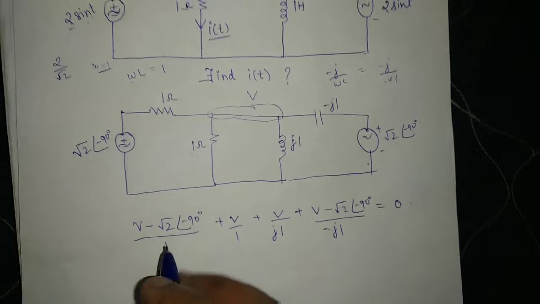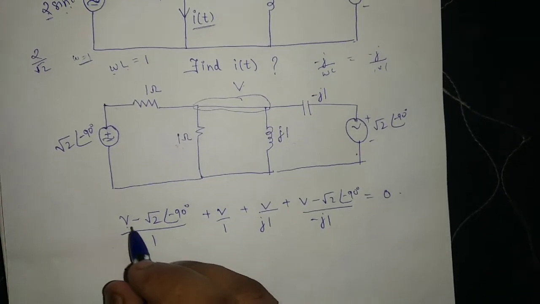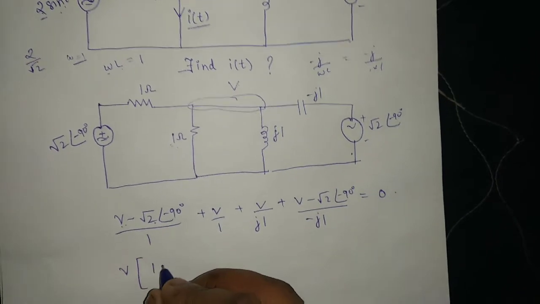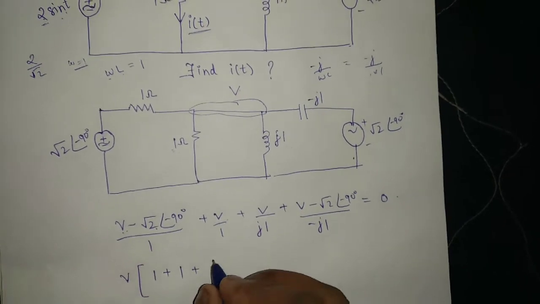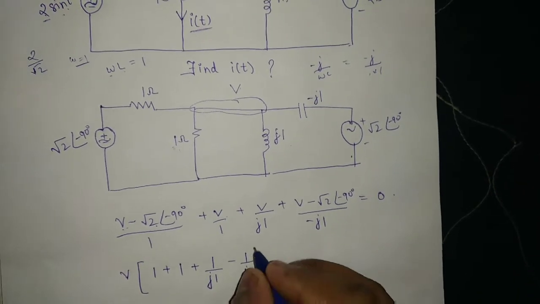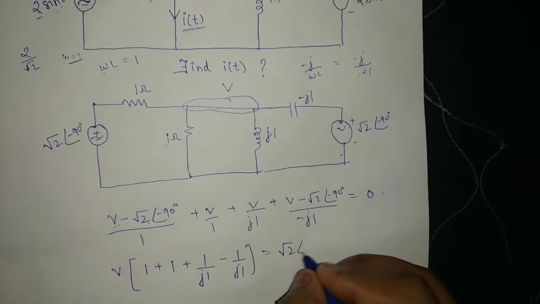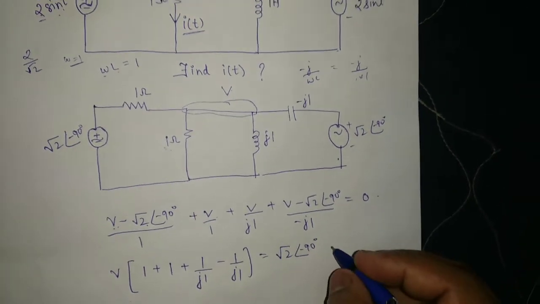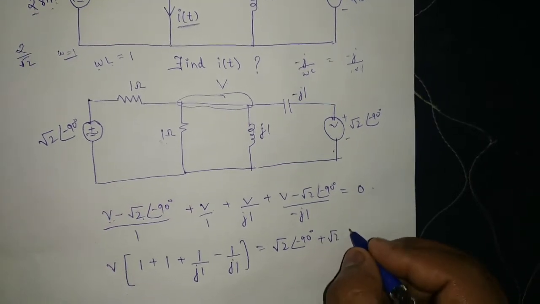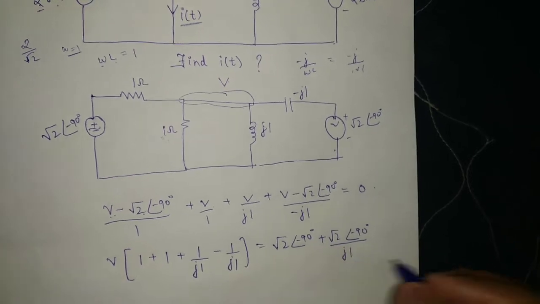Now V common nikalte hain, so this term will go there. Okay, here 1 will remain, here 1 will remain plus, and this term here, so root 2 angle minus 90 degree and plus root 2 by J1.